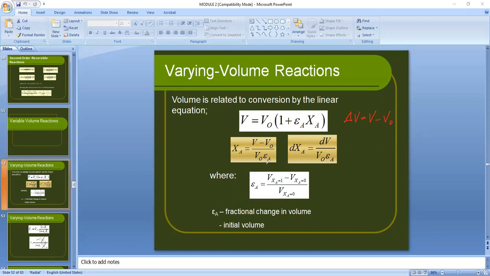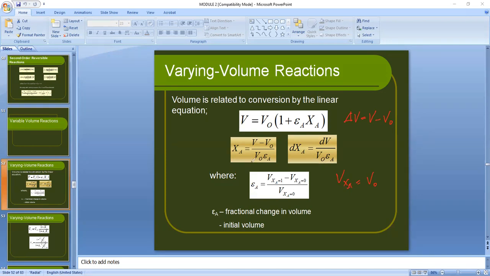These two, V sub O and epsilon A, are constants. V sub O is the initial volume, and epsilon A is the fractional change in the volume of your system. The formula is written here: it's the volume when all of reactant A is 100% converted to the product, minus the initial volume. The volume at 0% conversion is actually your V sub O. And of course, this one is V sub O as well.